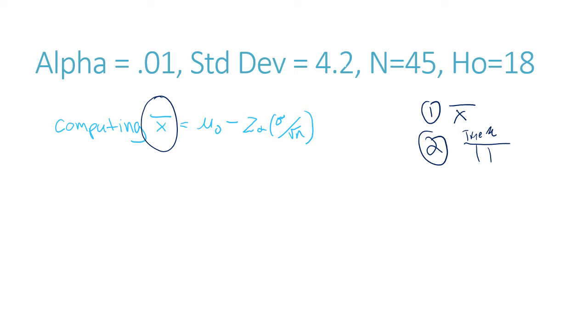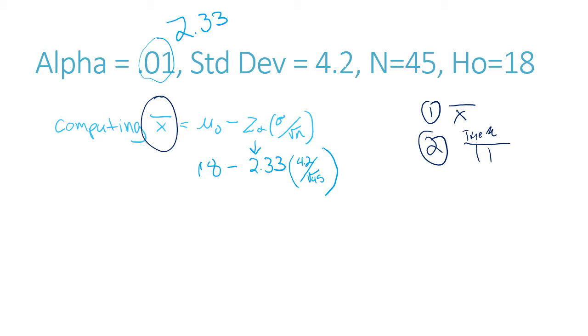So let's get started. To compute the x bar, you take the hypothesis mean, which for this example is 18, and you subtract away the z-score for the alpha. Now the z-score for a 0.01 alpha level is 2.33 rounded to 2 decimal places. So that is 2.33. We multiply that z-score by the standard deviation over the square root of n. Our standard deviation has been given to us as 4.2. Then we divide it by the square root of 45.